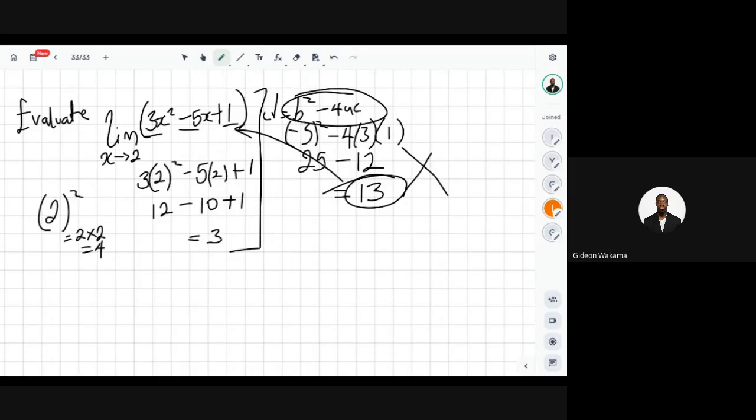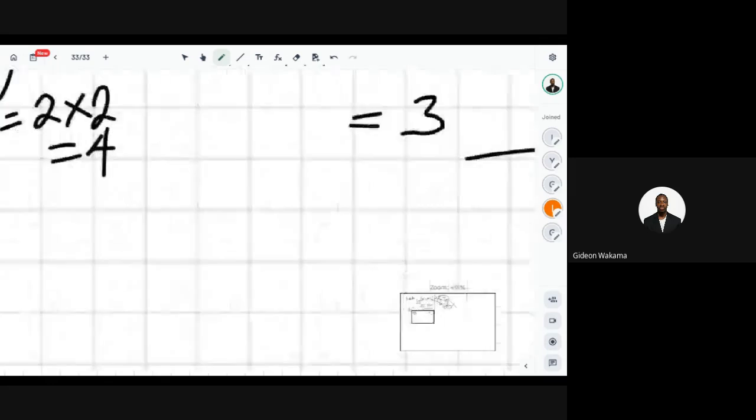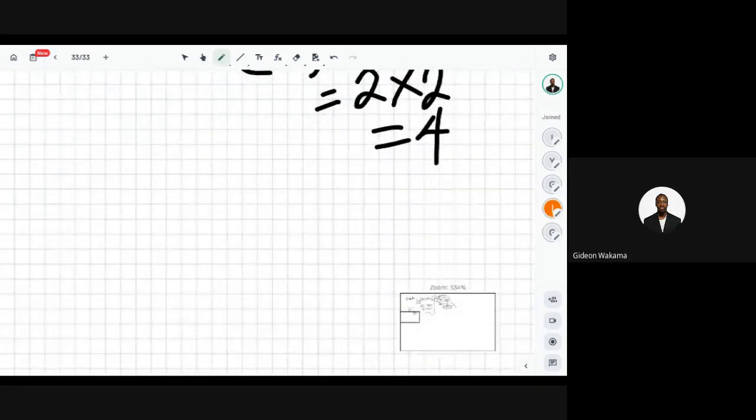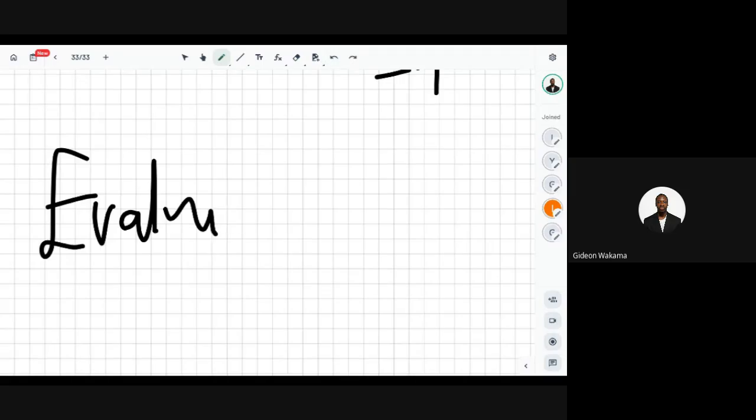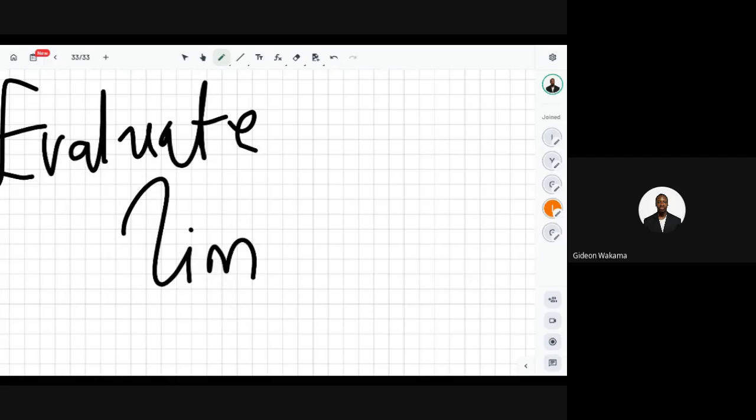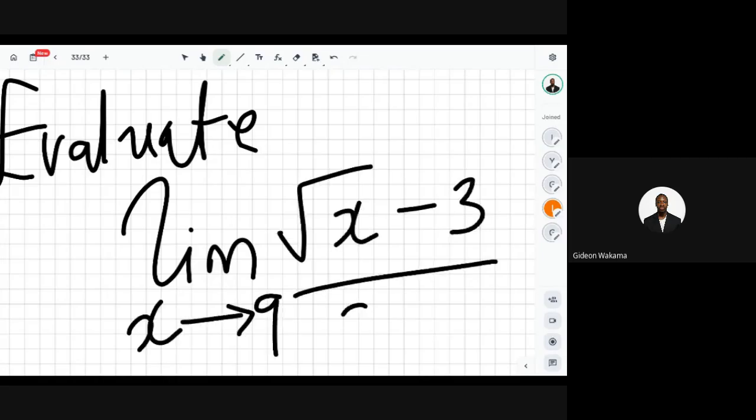Maybe I should just go and write the textbook, because why not? So let's try this other one. Let's say we want to evaluate an equation like this. That one I just brought out from the test, to give us one or two throw-offs. So say we're asked to evaluate the limit of root x minus 3 over x minus 9.